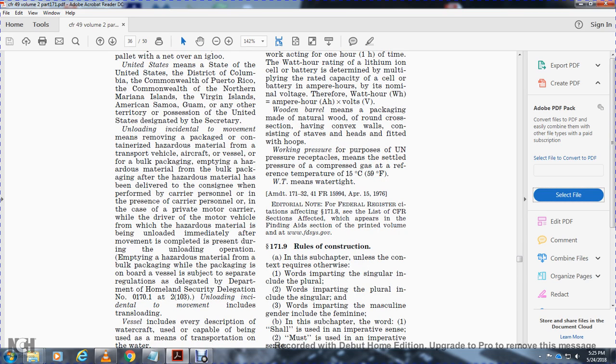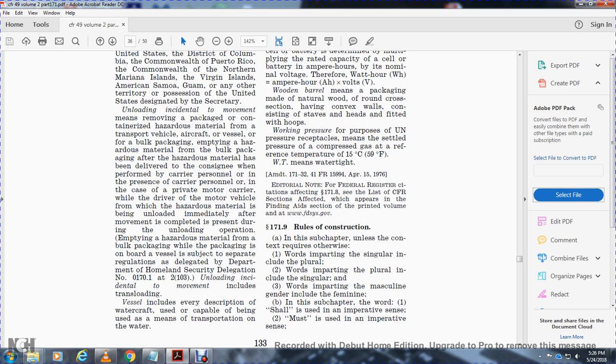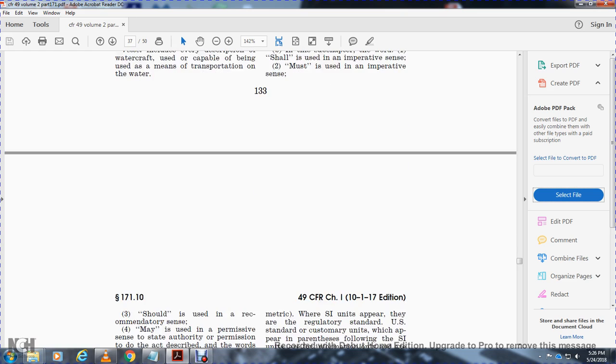In this subchapter, unless the context requires otherwise, words imparting the singular include the plural, words imparting the plural include the singular, and words imparting the masculine gender include the feminine. In this chapter, the word "shall" is used in an imperative sense, meaning must.